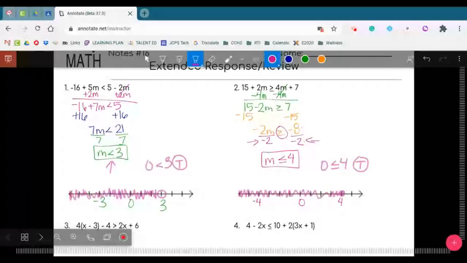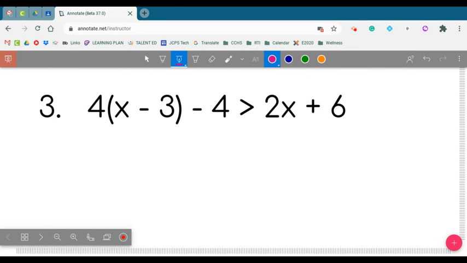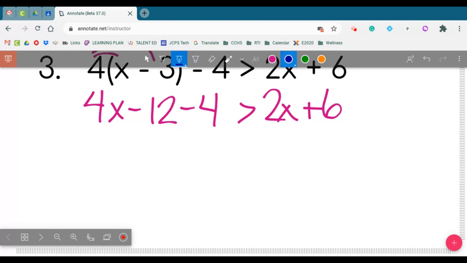Okay, moving on to number 3 and 4, which are a little bit different. So number 3, you should see your first step is going to be to distribute. 4x minus 12 minus 4 is greater than 2x plus 6. Then we're going to combine like terms. We can combine the negative 12 and the negative 4 to get negative 16.